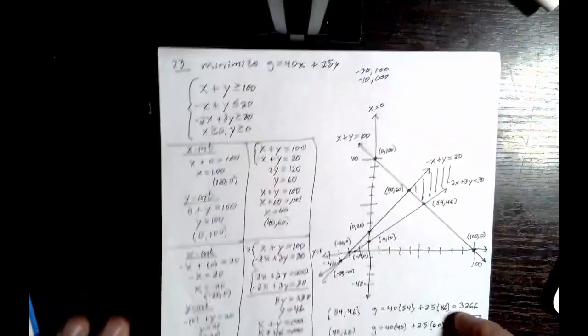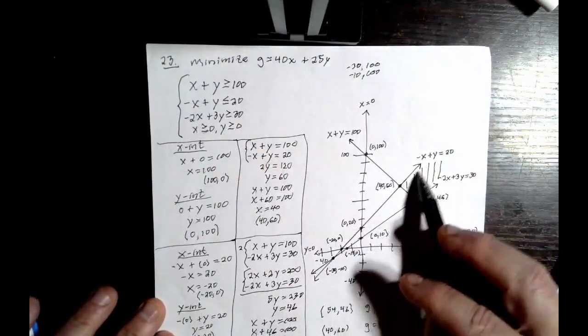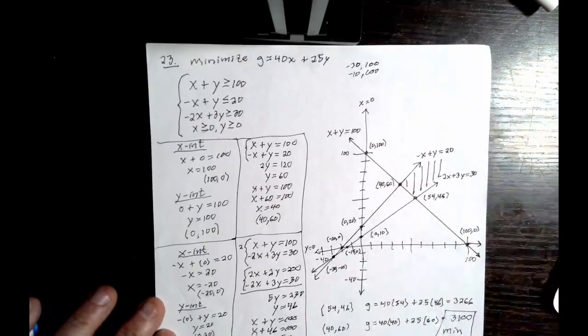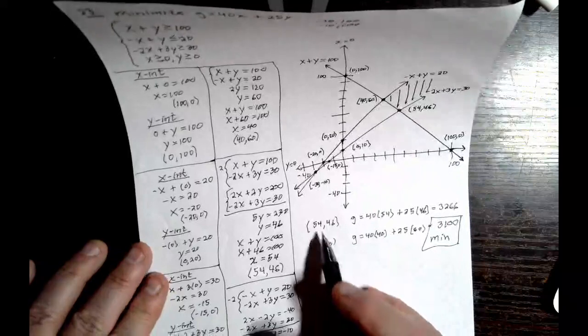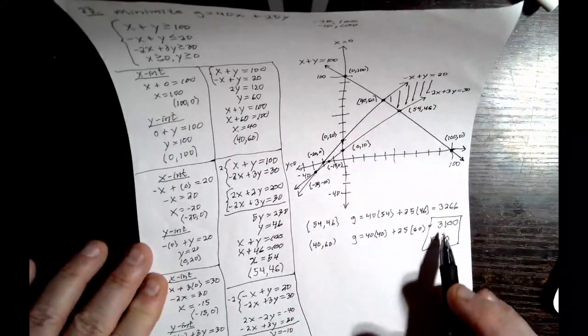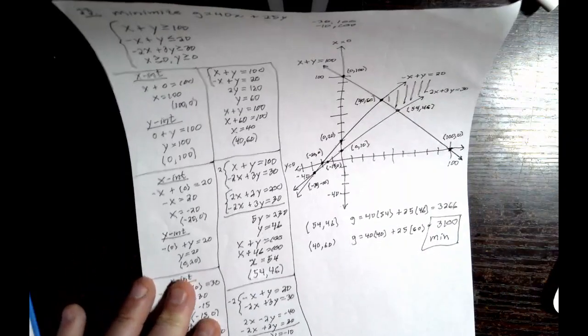And then 23, you draw all 3 lines, and you get this shaded region here that goes out in this direction forever. And you only have 2 corners, this one and that one, and you check both of them, and you pick the one that's smallest, which is 3100. And there you go, that's your answer.